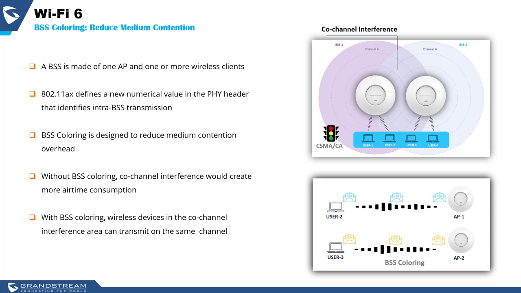So generally speaking, BSS coloring is designed to reduce medium contention overhead. Without BSS coloring, co-channel interference would create more airtime consumption. In other words, if one access point is using the same channel, the other access point needs to wait for its turn. With BSS coloring, wireless devices in the co-channel interference area can transmit on the same channel. So that's the benefit of BSS coloring in Wi-Fi 6.